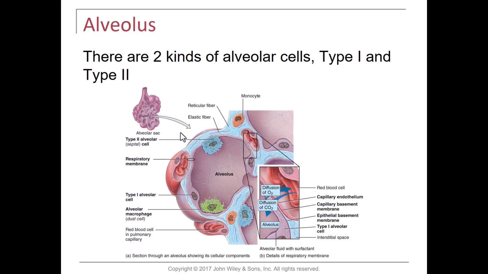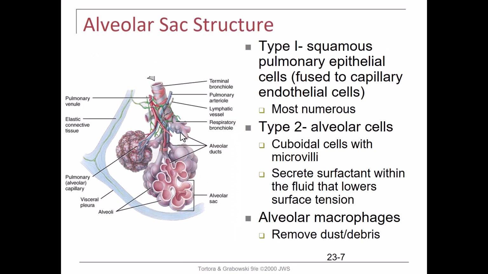There are actually 2 types of cells, type 1 and type 2, and the one that is most numerous is, like I said, simple squamous cells, and they're considered type 1 epithelial cells. They are fused to capillary endothelial cells and are thin for gas exchange, but in a lesser amount we have type 2 alveolar cells, which are simple cuboidal cells covered in microvilli, and even though there are fewer of them, they're very important because they secrete a chemical called surfactant. Surfactant is a mixture of fatty substances and phospholipids, and what it does is mix with fluid on the inside of those alveoli to break up the surface tension of water.